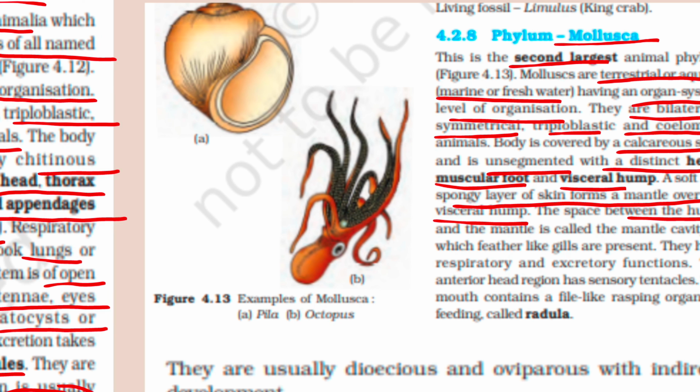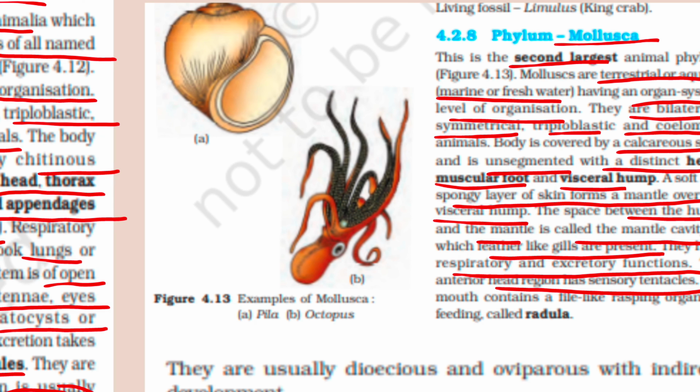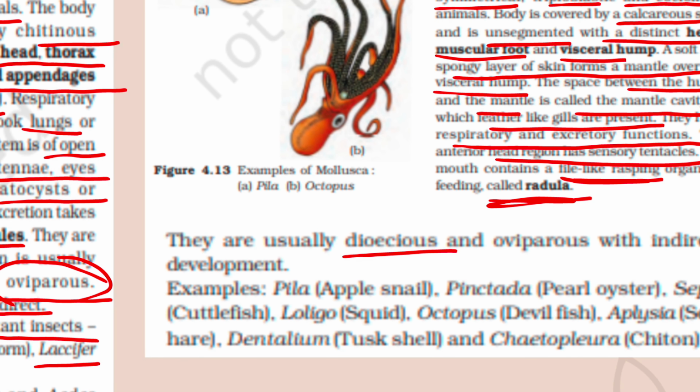The space between hump and mantle is called mantle cavity. Feather-like gills are present over there. They have respiratory and excretory functions. Anterior head region has sensory tentacles. Mouth contains file-like rasping organ for feeding called radula. Usually dioecious and oviparous with indirect development.